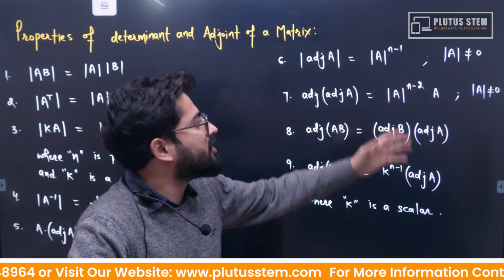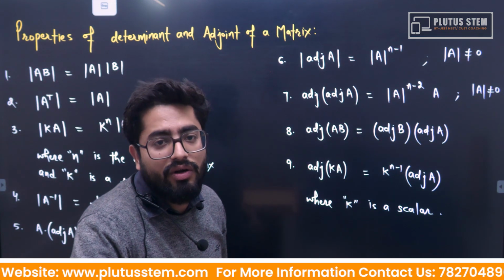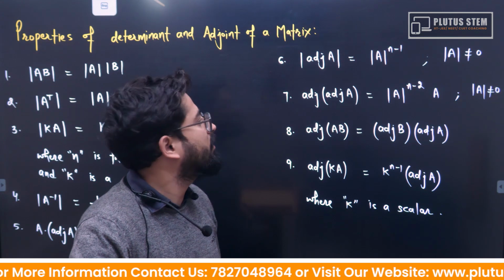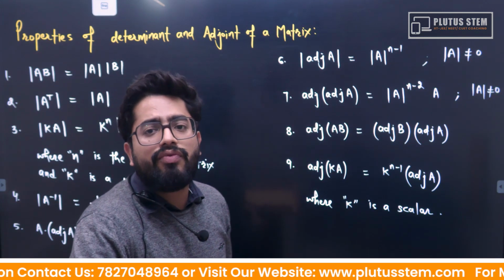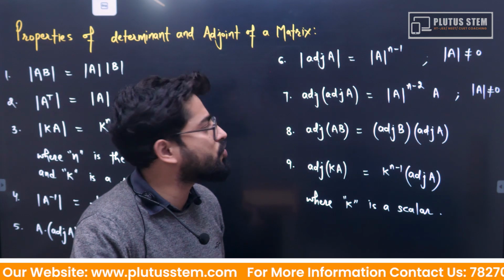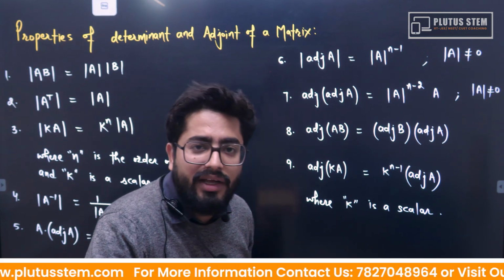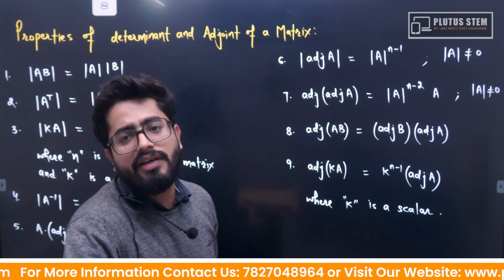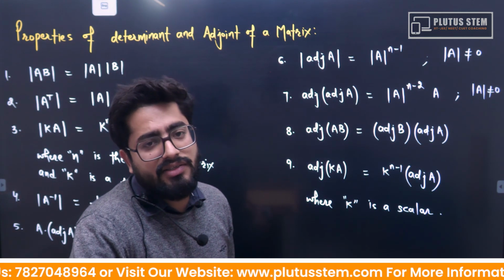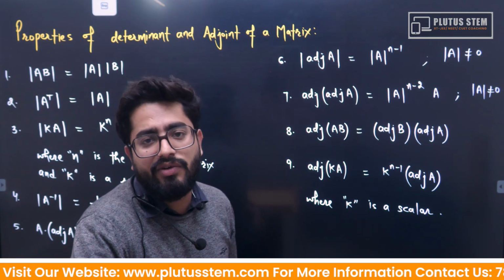Next property, determinant of your adjoint A matrix will be determinant of A to the power n minus 1, where n is the order of the matrix and your matrix must be non-singular. Next is adjoint of adjoint A, which is equal to determinant of A to the power n minus 2 into A. Again n is the order of the matrix and determinant A is non-zero.